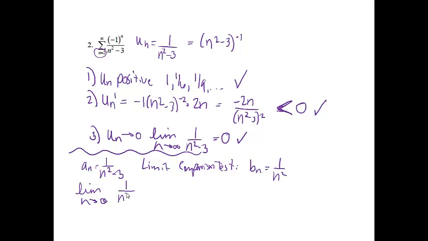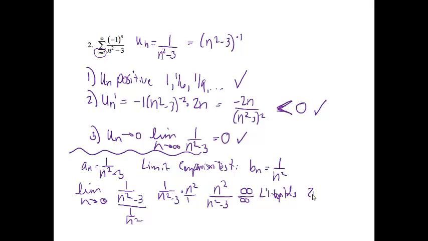The limit comparison test, we will do the limit as n approaches infinity of a sub n over b sub n. So I'll have 1 over n squared minus 3 over 1 over n squared, and I'll multiply by the reciprocal, so I'll get 1 over n squared minus 3 times n squared over 1. That will give me n squared over n squared minus 3. If I plug in infinity, I will get infinity over infinity, which leads me to be able to use L'Hopital's. And if I do that, I will get 2n over 2n, which gives me 1.